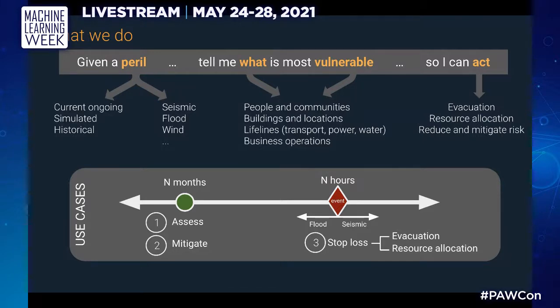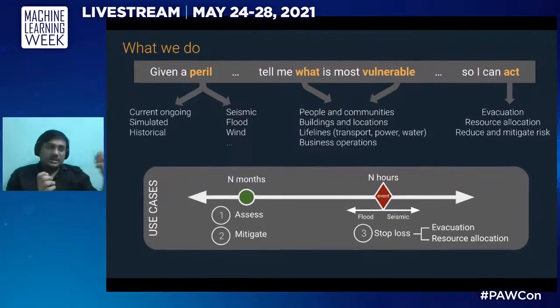The other product use case we provide is event response, which is around N hours around the event when the actual event occurs. We provide this for flood and seismic events, and the main use case is to save lives by evacuating people based on the data we provide, and to perform resource allocation at that location based on how the event would present, based on the information we provide on the platform.